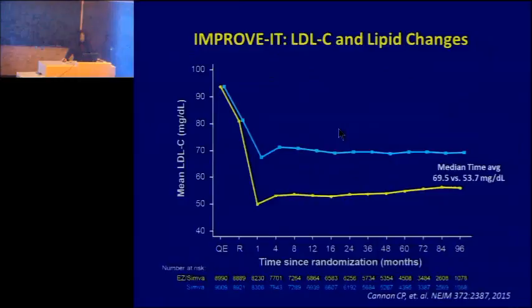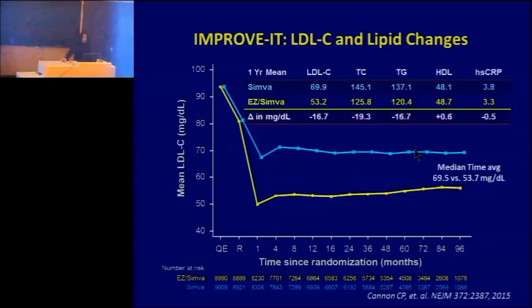So looking at the LDL cholesterol levels, the blue line is the simvastatin alone group, and the yellow line is the simvastatin plus ezetimibe. There was a significant reduction in LDL cholesterol in the combination group. And these are individuals who are already starting quite low on their LDL cholesterol, 70 milligrams per deciliter, and the LDL dropped in the combination group to 53, which is a 16-point difference. So the combination was effective in further lowering LDL.